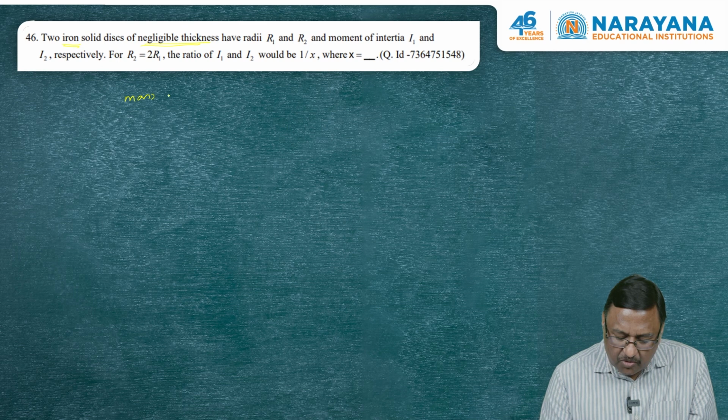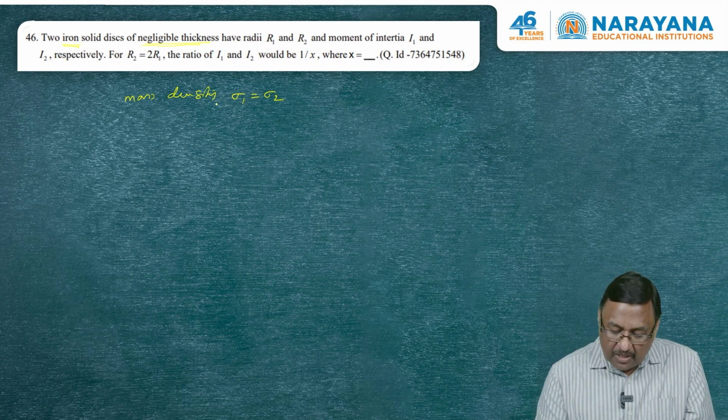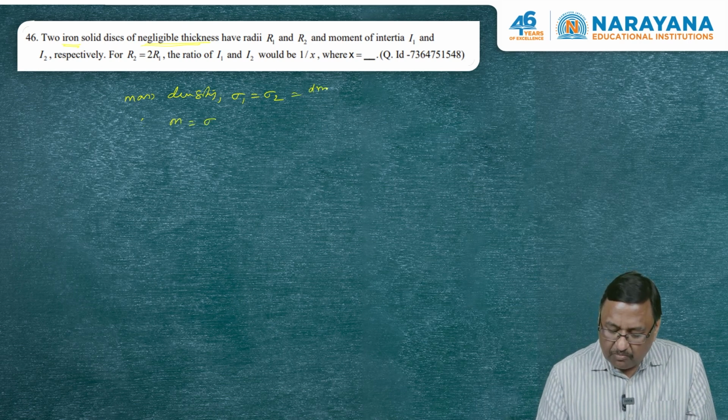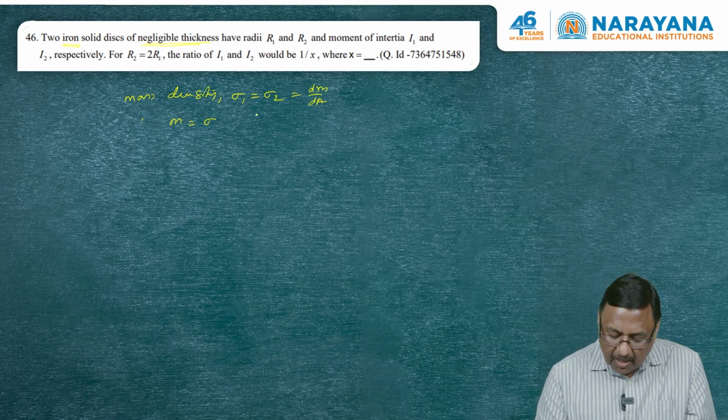If I write for the two spheres in the question, what he is saying is that mass density sigma 1 is equal to sigma 2. You can write now mass. Mass is equal to sigma into area, because sigma is nothing but mass per unit area. If I'm writing this dm upon a, so m is going to be, since sigma is constant, sigma into area.